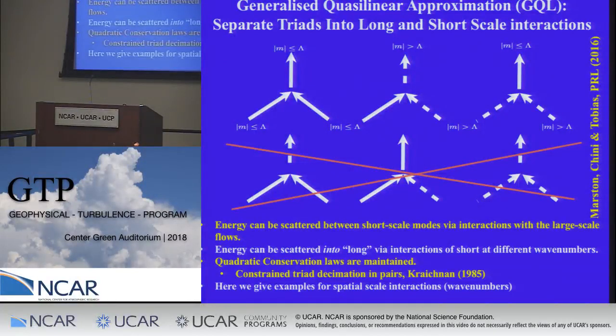What's interesting about this is, unlike the quasi-linear approximation, energy can be scattered between short scale modes via interactions with the means. So for example, if you have an M equals 10 mode and it interacts with a large scale mode, which could now be an M equals 1 mode, that can give me an M equals 11 mode. Whereas for the actual quasi-linear approximation, you can only get energy through the mean back into the same wave number. And it turns out that leads to dissipation that is not there in the quasi-linear approximation.